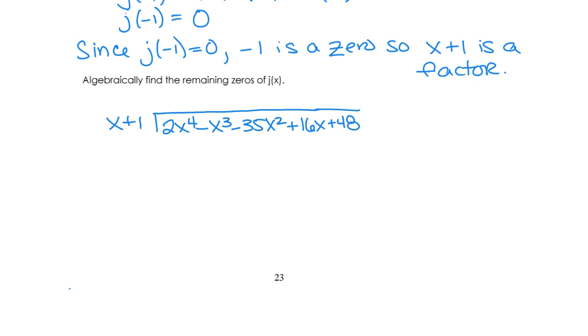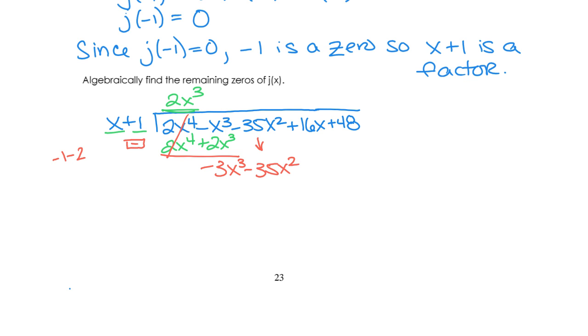Okay, so up at the top, we're going to need a 2x to the 3rd. So 2x cubed times x is 2x to the 4th. 2x cubed times 1 is 2x cubed. Use our minus sign. 2x to the 4th minus 2x to the 4th cancel. Negative x cubed minus 2x cubed is actually negative 3x cubed. Bring down my minus 35x squared, and up at the top, we're going to need a negative 3x squared.